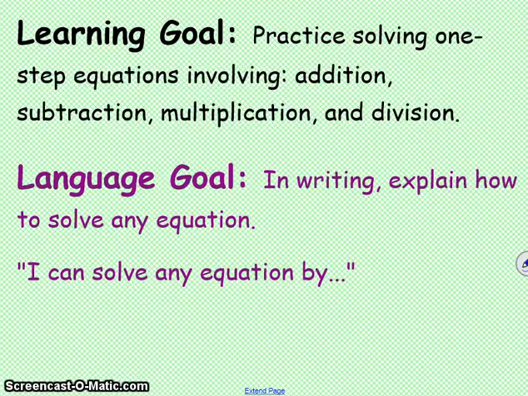Your learning goal is to practice solving one-step equations involving addition, subtraction, multiplication, and division. And then your language goal, it says in writing, explain how to solve any equation. I can solve any equation by blank.